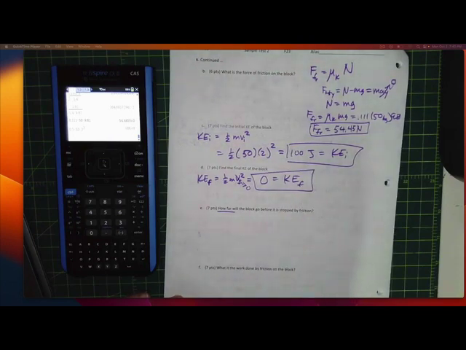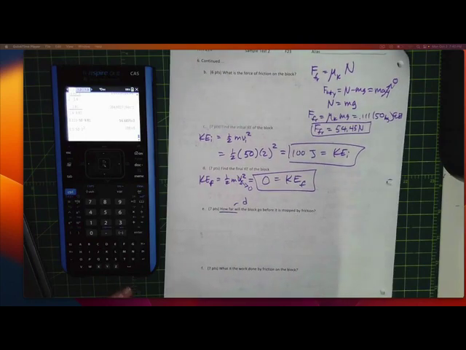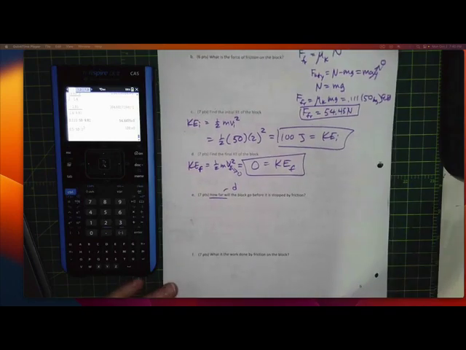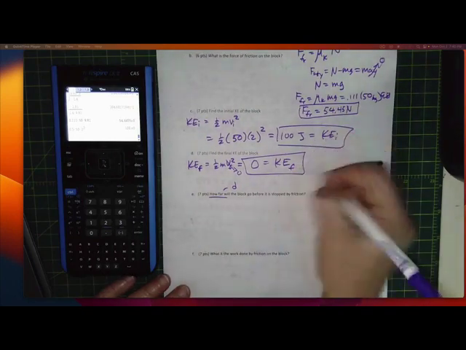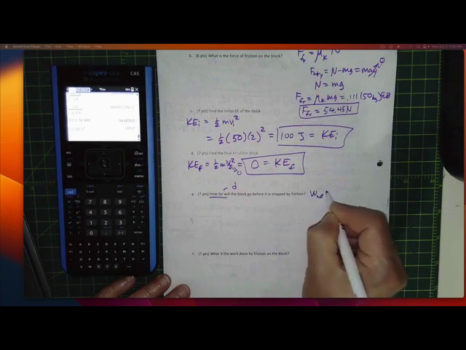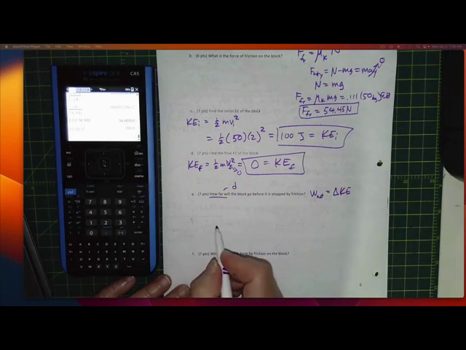All right, how far will the block go? So this, how far is asking for a d, or a distance, so that maybe gives us a hint that we want to look at the work, because work is force times distance times cosine theta, and work is also related to kinetic energy. Remember, the net work is the change in kinetic energy. And friction is the only force, so it's doing all the work.